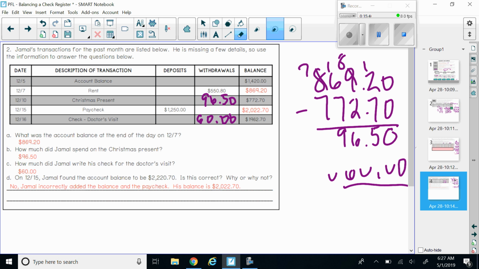Okay, so now there's a practice page that I want you to go ahead and try with balancing a check register. All right, Sam's got one more message for you.